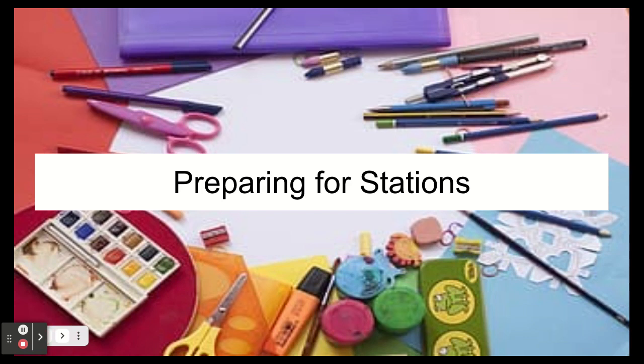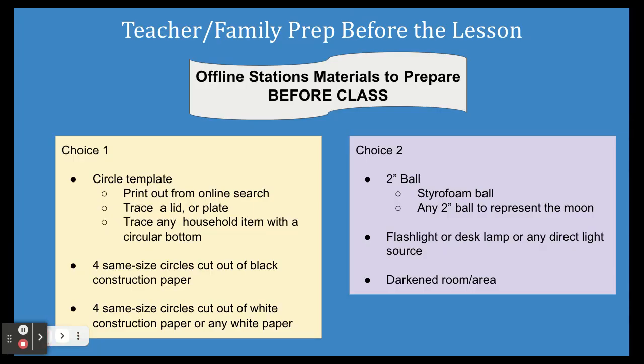So preparing for the stations, I have to think about what do I need, what do the students need in order to make this station rotation successful. So in this particular lesson, there's the teacher and the family prep considering blended learning environment before the lesson. There's the offline station materials to prepare before class. So in the offline station, it's just one station that has materials, it's a hands-on station.